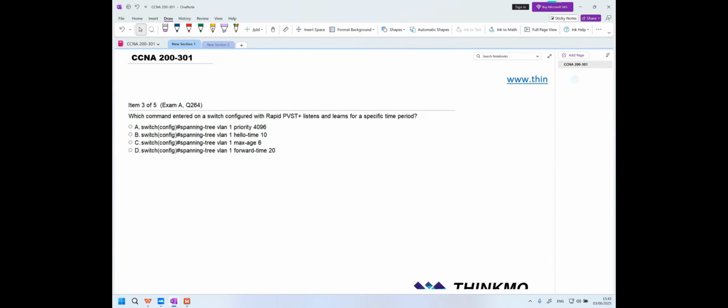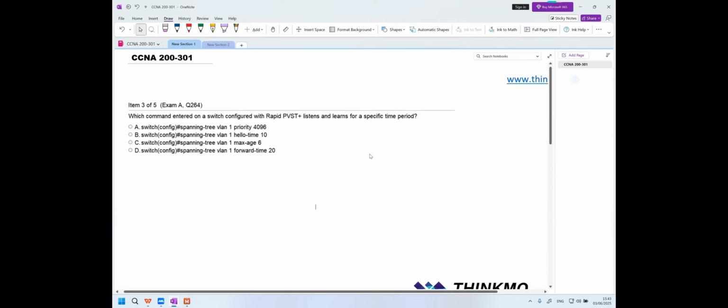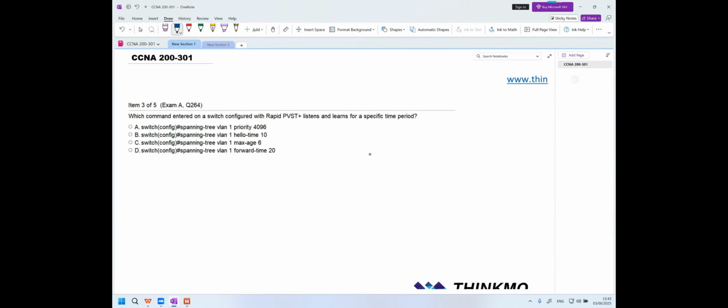All right, question 3. The third question is about spanning tree. It asks, on a switch running rapid spanning tree, which command allows it to perform listening and learning during a specific period of time? Well, this one definitely isn't correct. First of all, this one refers to priority. That's priority, so that's wrong.